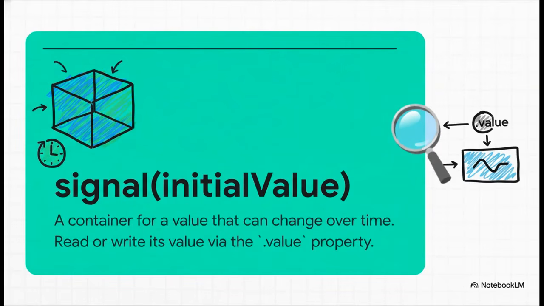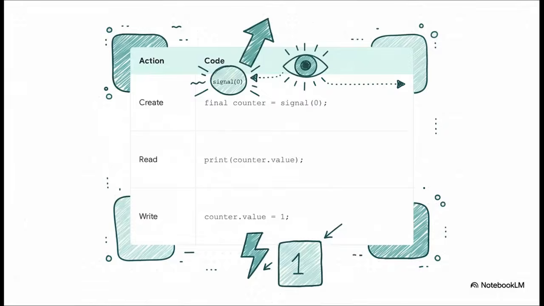That's how you read from it, and that's how you write to it. And here's what that looks like in code. It really could not be any cleaner. You create a signal, give it a starting value. To see what's inside, you just ask for .value. To change it, you just assign a new value to .value.